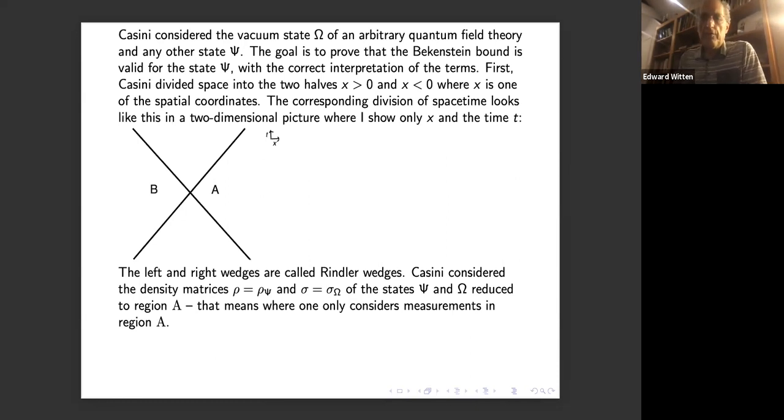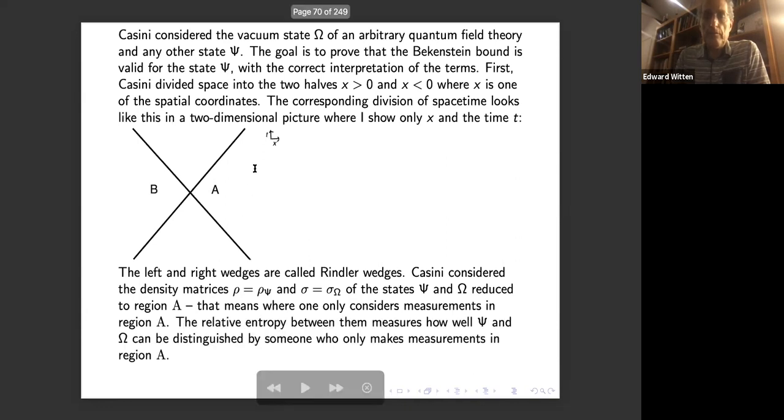But because of Lorentz causality, it doesn't matter if you consider an initial value surface in the wedge A or the whole wedge. So the relative entropy between these states determines how well psi and omega can be distinguished by someone who only makes measurements in region A. But the only property we're going to use is that it's positive.